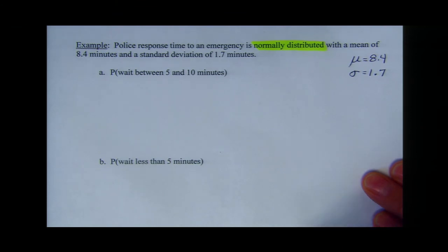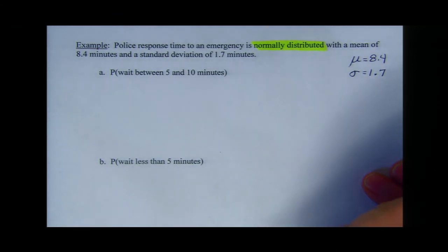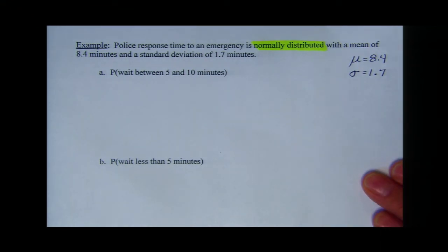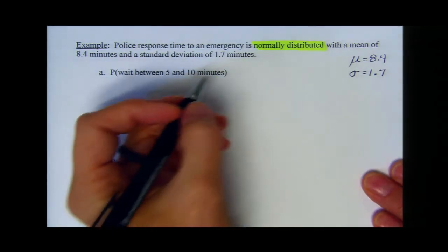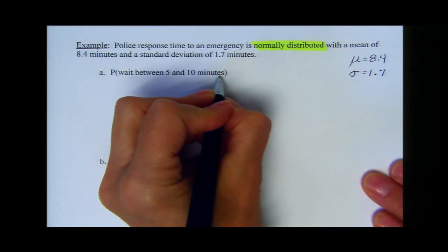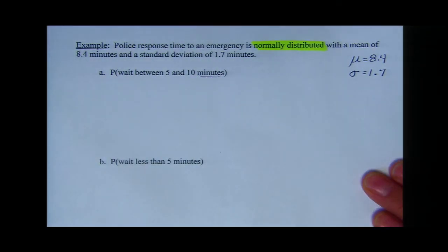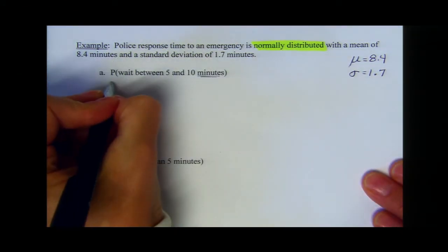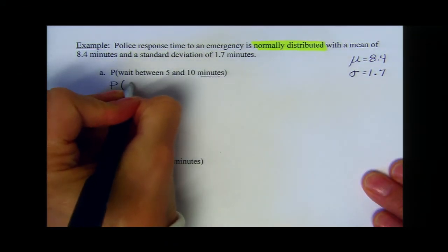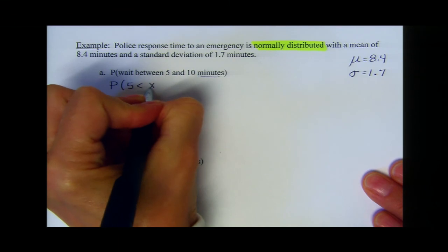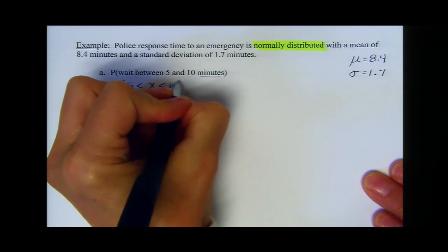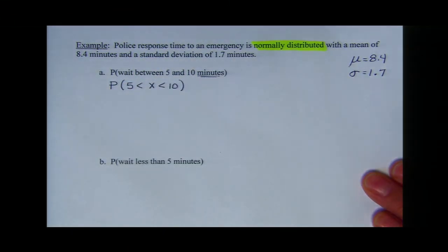Well, an x value is a real life value. A z value tells you how many standard deviations away from the mean that you are. So when I see that this 5 and this 10 is talking about minutes, that is a real life value. So I know they have given me x values. So it would look like this.